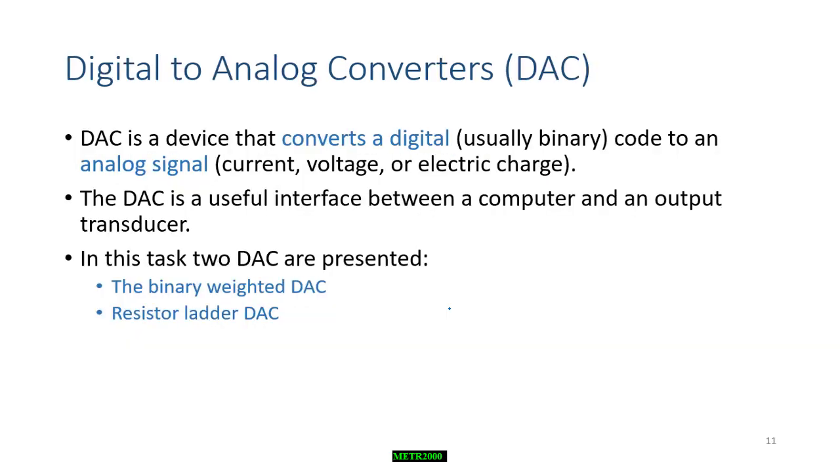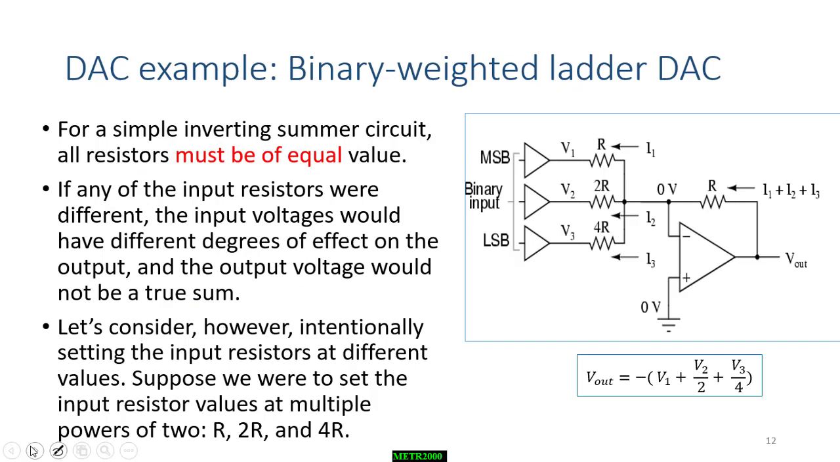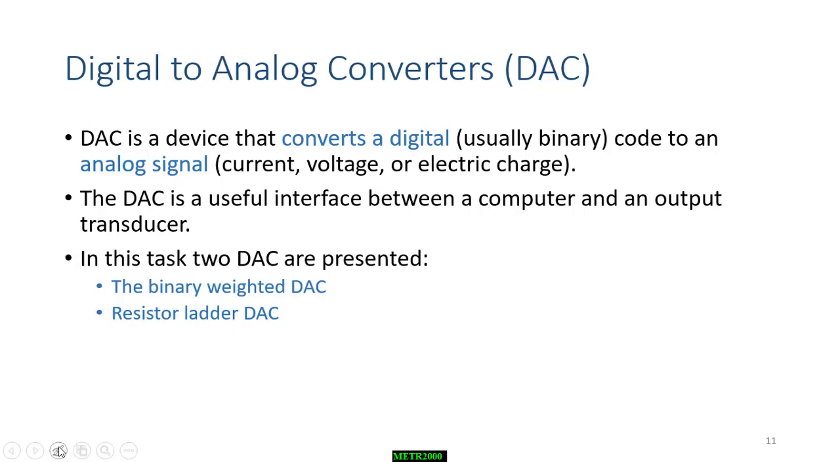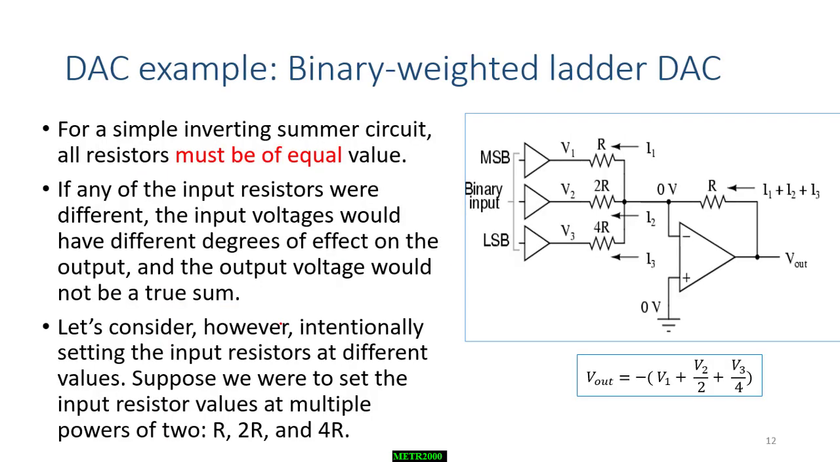The next part is how to convert from digital to analog. If I have a digital value, which is a binary number, how do I convert it into an analog value? In order to do that, we are going to study 2 circuits: the binary weighted digital to analog converter and the resistor ladder digital to analog converter. So first, the binary weighted ladder.